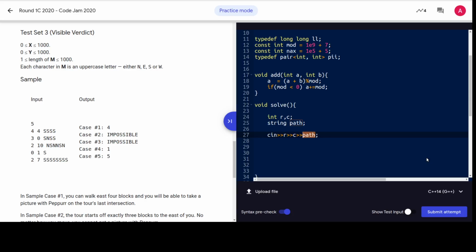Hi coders, today I am going to explain the Google Code Jam Round 1C 2020 questions. In this video, I am going to explain the first question, and in the upcoming videos, I am going to explain the remaining. Let's get started.